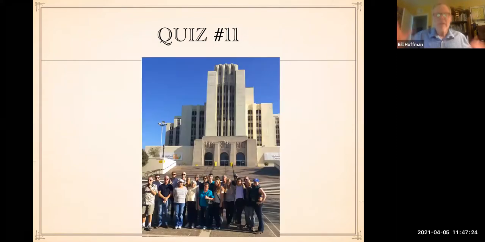Number 11, look at how this building gets narrower as it gets taller. Look at the statuary. Look at the decoration of this building around the entrance of the building. This is definitely Art Deco. It could also be called Art Moderne.